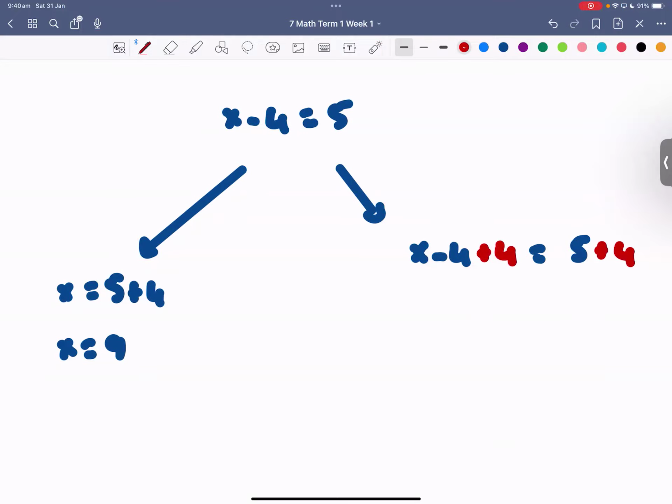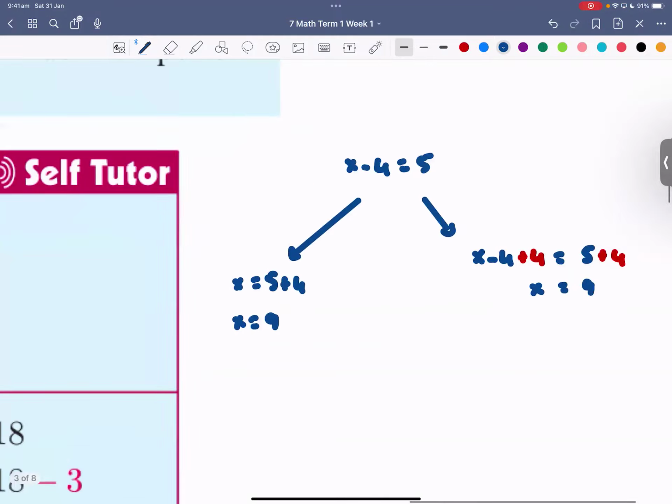So whoever thinks that you just bring it to the other side, yeah, that's one way of teaching it, but that's not actually what you're doing. That's not what the rules are. The rules are what you do to one side, you do the same thing to the other side. And obviously, guys, what does take 4 plus 4 become? 0. So then we're just left with the x. And then obviously what's 5 plus 4? 9. So you're not actually bringing it to the other side. Make sense? You're actually just adding 4 to both sides of the equation. All righty. Cool. That's what we're doing. Everyone understood that? All righty.